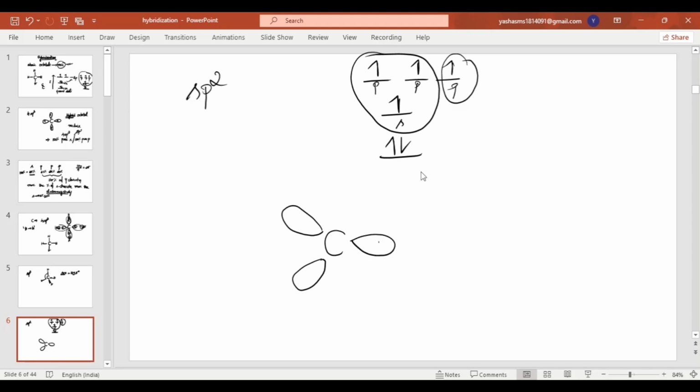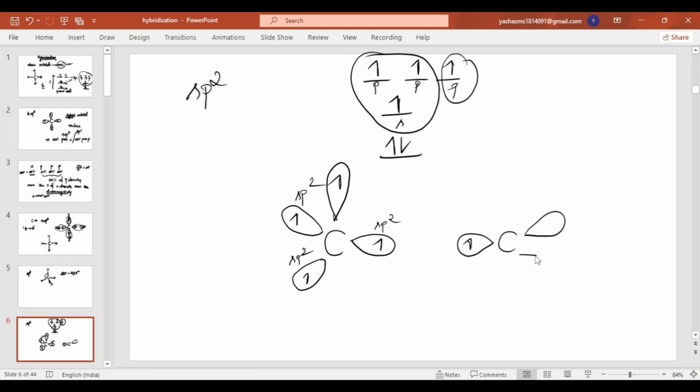That's why I will be writing this as sp2. This is also sp2, this is also sp2, and this is also sp2. I will be writing 3 electrons like this. The unpaired one, I will be showing somewhat like this. Then for the other carbon also, I will write the same, like this.